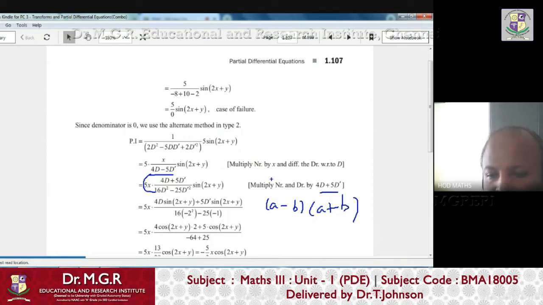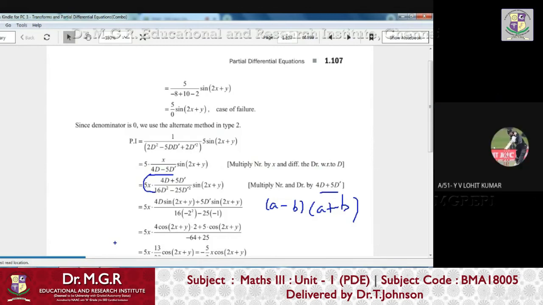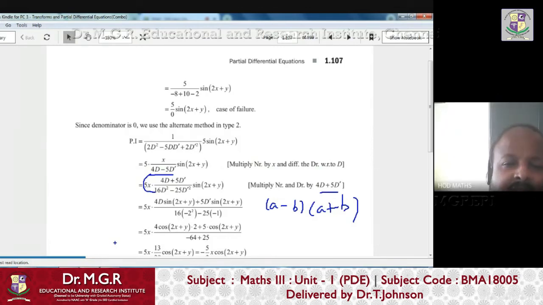Somebody repeat: what is (a plus b) into (a minus b)? What is (a plus b) into (a minus b)? A square minus b square. A square minus b square, right?